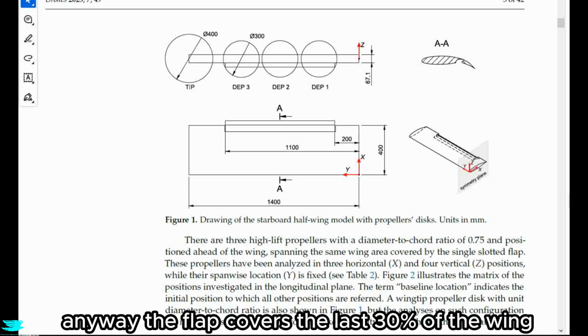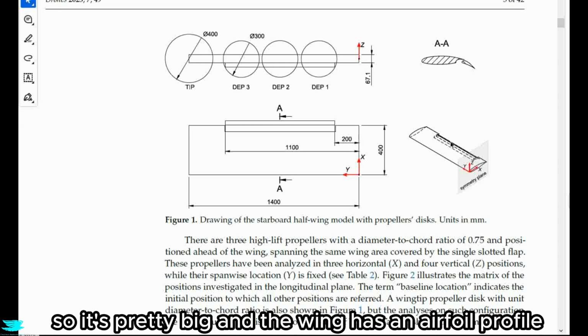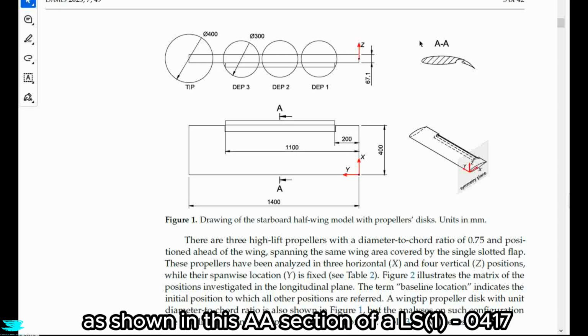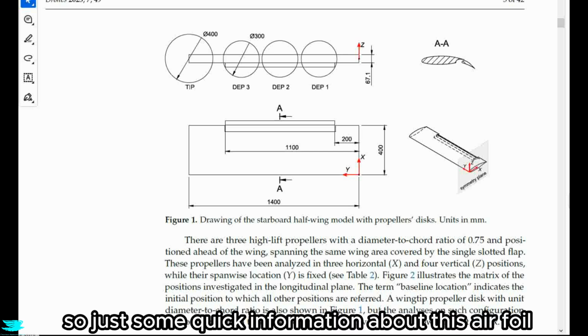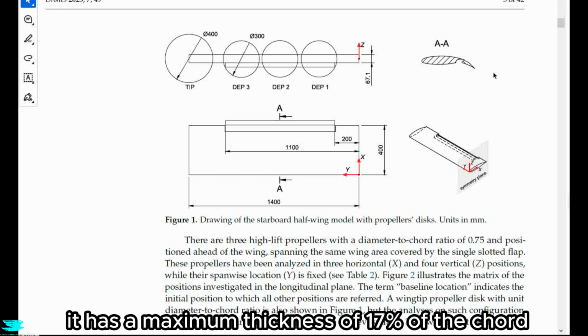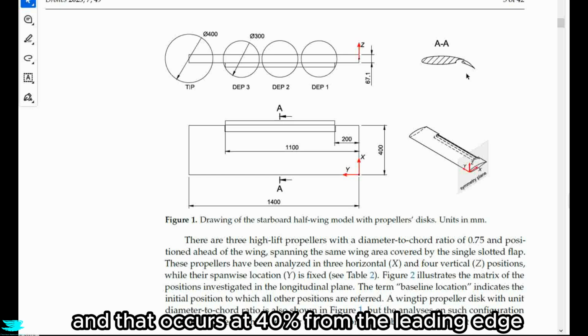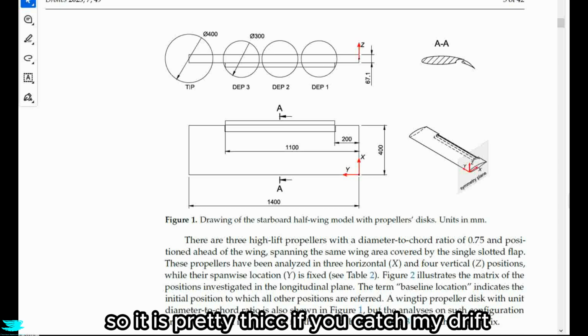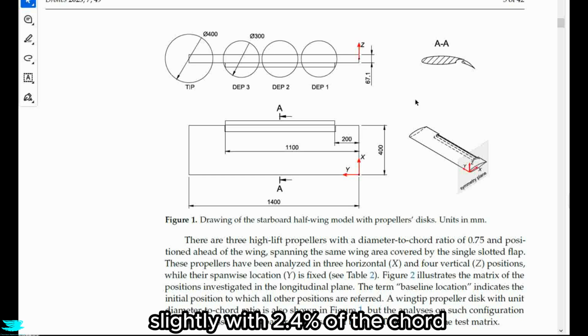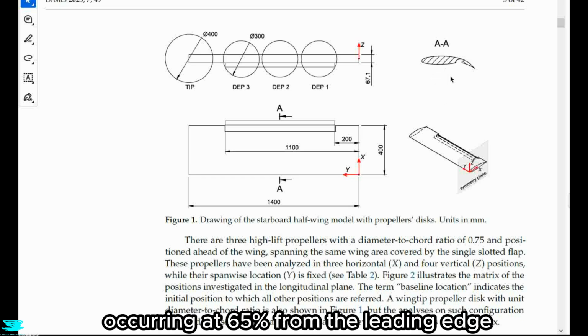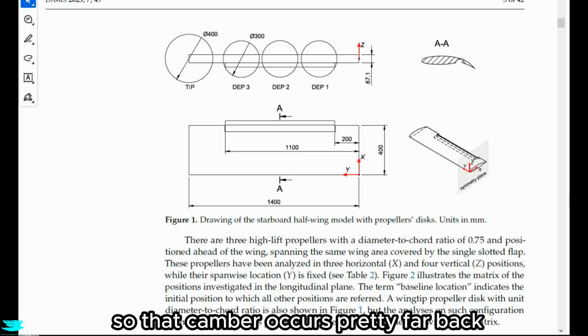Anyway, the flap covers the last 30% of the wing, so it's pretty big. And the wing has an airfoil profile as shown in this AA section of a LS1-0417. So just some quick information about this airfoil. It has a maximum thickness of 17% of the chord, and that occurs at 40% from the leading edge. So it is pretty thick, if you catch my drift. And it is also cambered slightly with a 2.4% of the chord occurring at 65% from the leading edge. So that camber occurs pretty far back.